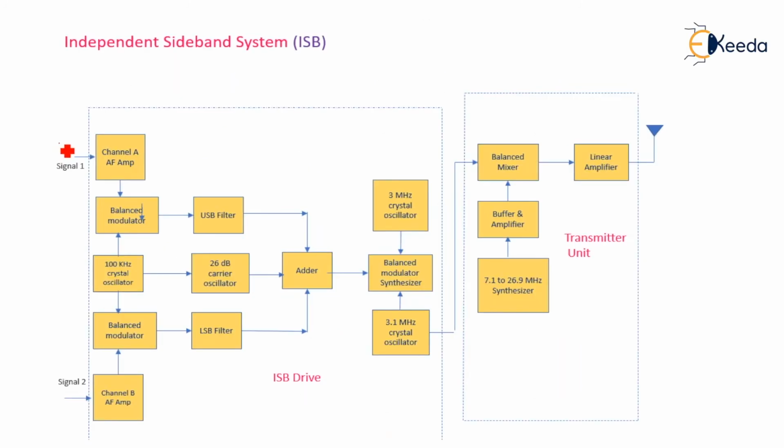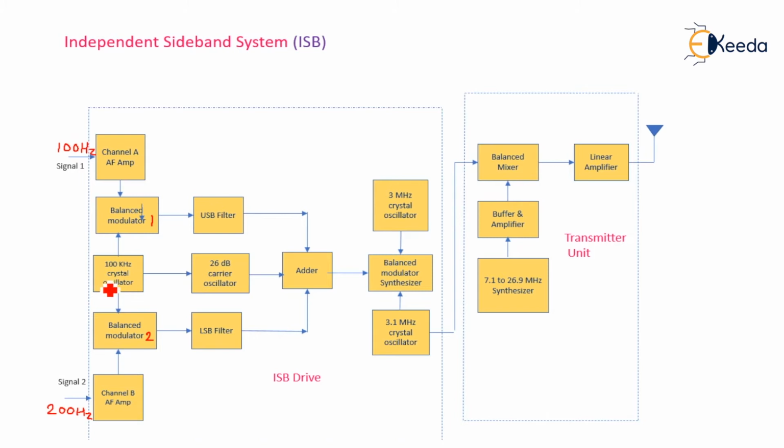Let's write some signal values. Suppose signal 1 is 100 Hz, and signal 2 we will consider as 200 Hz. Two different audio frequency signals are coupled: the first signal is coupled to the channel A AF amplifier, and the second to the channel B AF amplifier. Both signals are coupled to separate balance modulators. This is balance modulator 1, this is balance modulator 2.